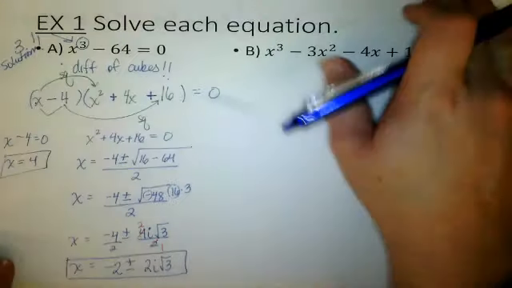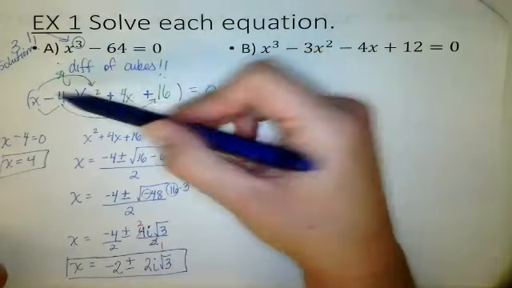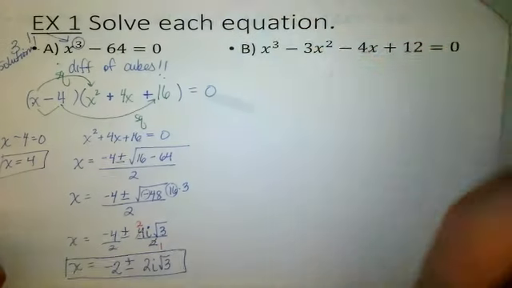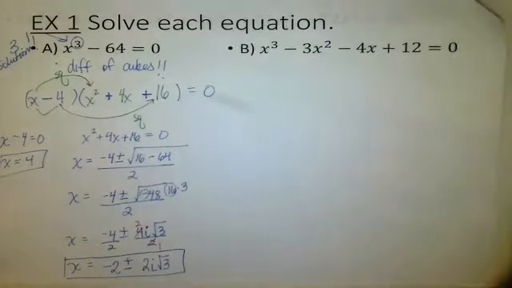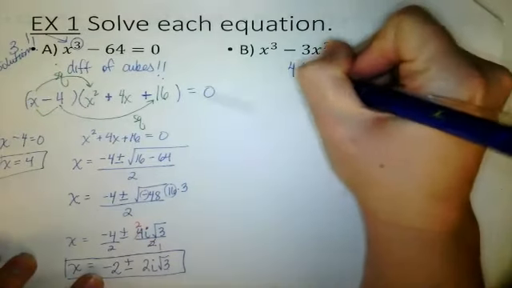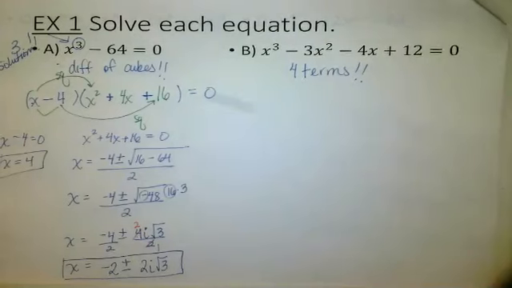All right, so that was difference of cubes. Keep the sign, change the sign, always positive there for those signs. Over here, you'll notice there are 4 terms. How do you factor when you've got 4 terms?